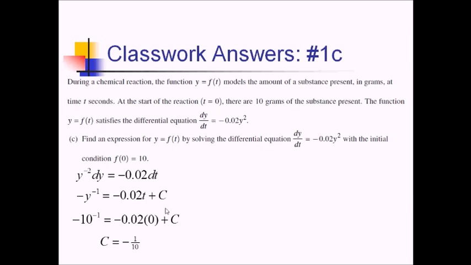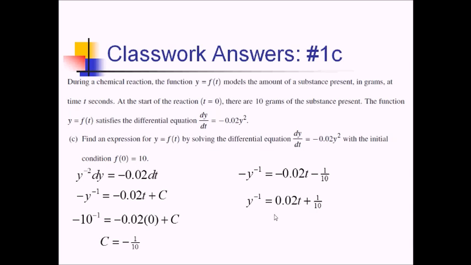I just have to plug it in. So there we go. All that stuff minus 1/10. And I still have to isolate y. I'm going to do this in 2 steps. First step, I'm going to multiply everything by negative 1. So that's positive 0.02t plus 1/10. And then I'm going to flip both sides of this equation to undo this negative 1 exponent.